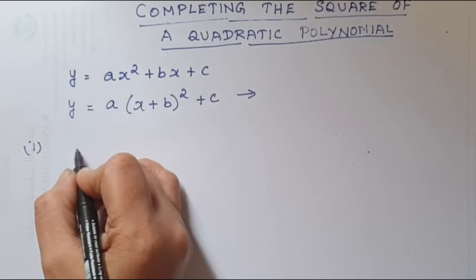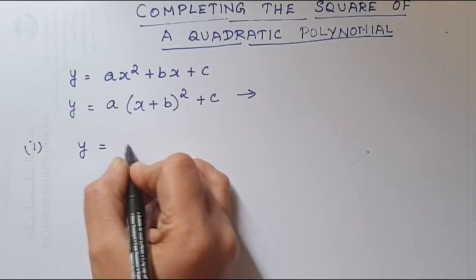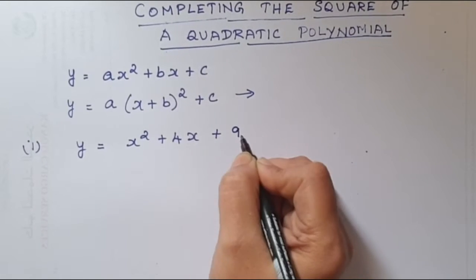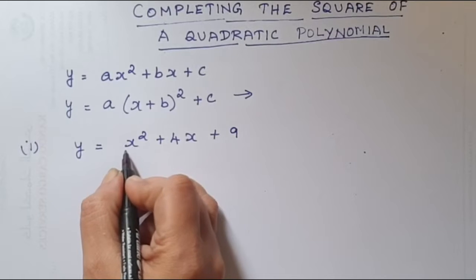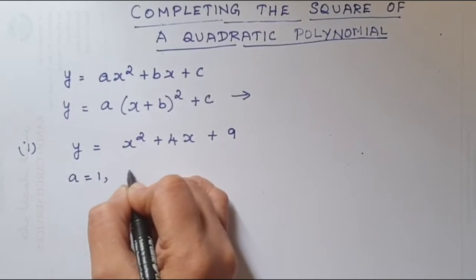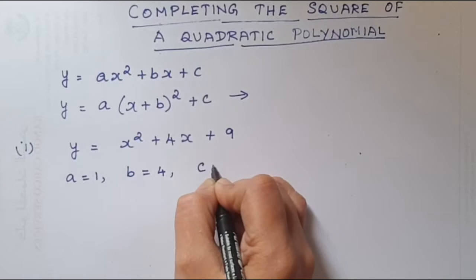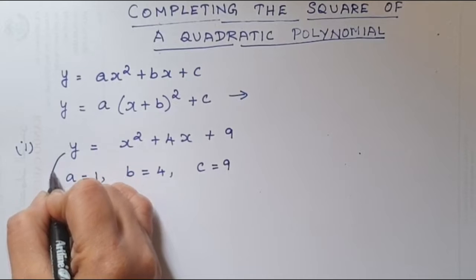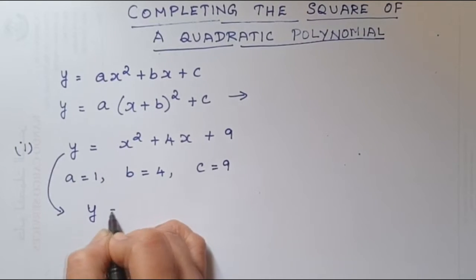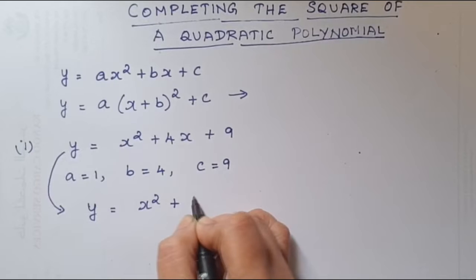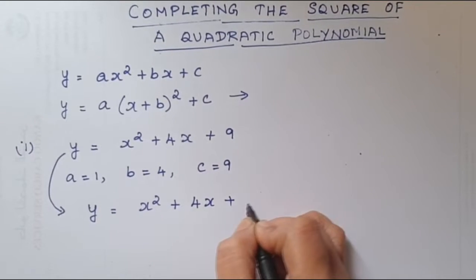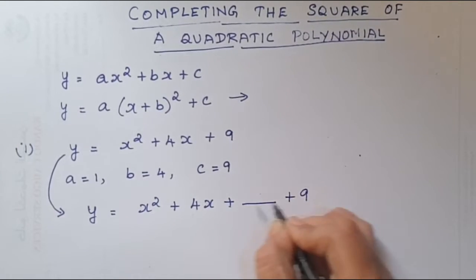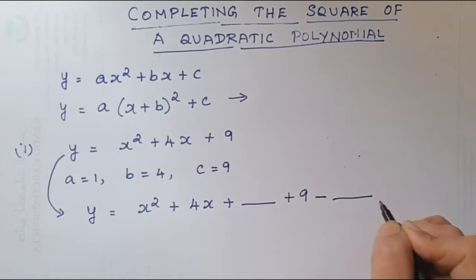The first question: y equals x squared plus 4x plus 9. Here our value for a is 1, the value for b is 4, and the value for c is 9. Now, in order to write this, we write the same equation as it is, that is x squared plus 4x plus, we have to write a number over here, plus the same 9. When we add a number, we have to subtract the number.